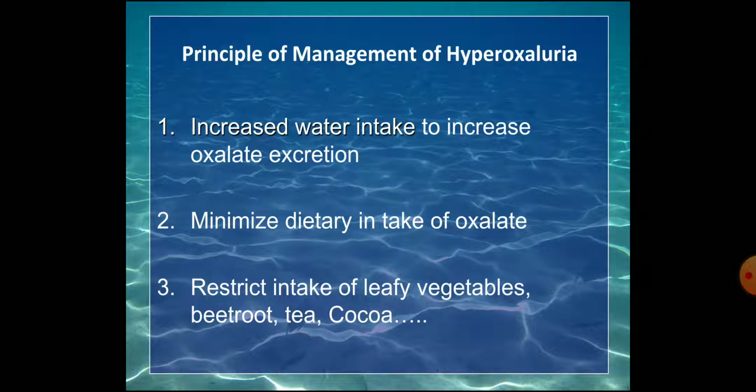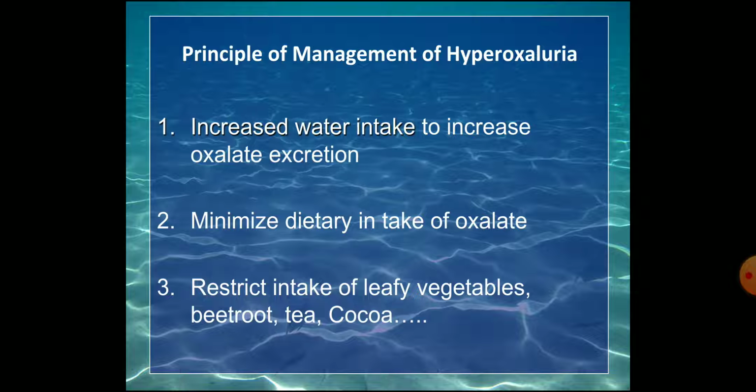So the general principles for the management of hyperoxaluria are increased water intake to increase oxalate excretion. Usually the oxalates are seen deposited in the urinary tract, isn't it? So we have to remove them by drinking a lot of water so that they get excreted through urine. Then, minimize the dietary intake of oxalate. Oxalates are seen in plenty in the vegetable diet, that is, fibers and all contain plenty of oxalate. So restrict that type of diet.